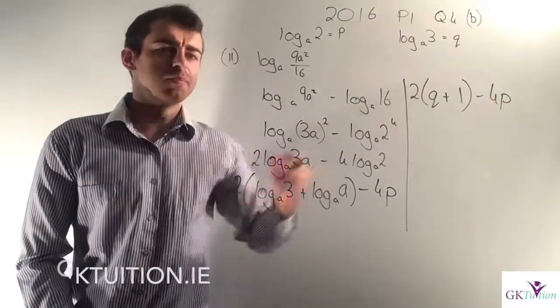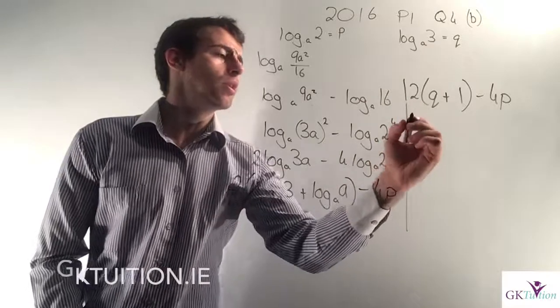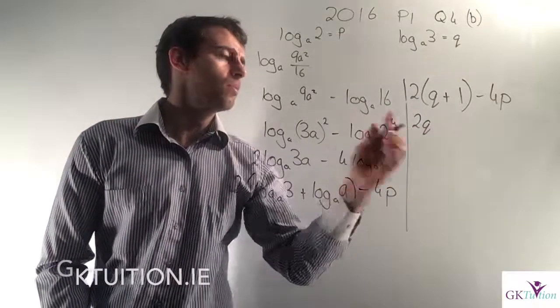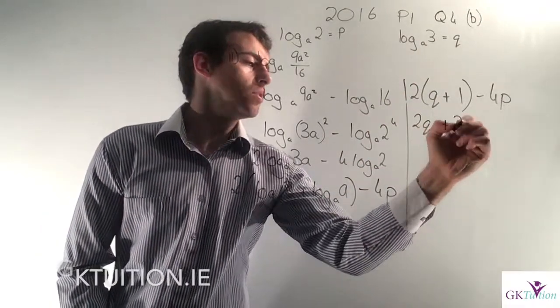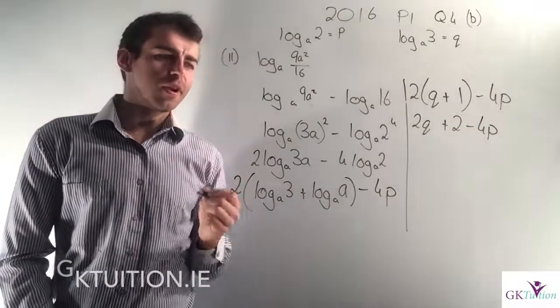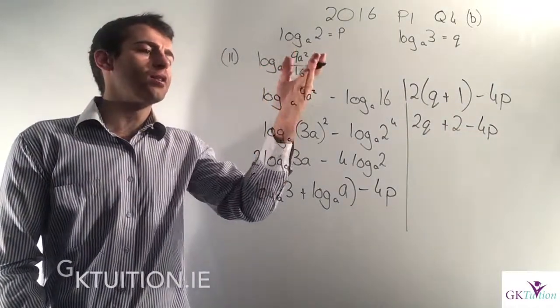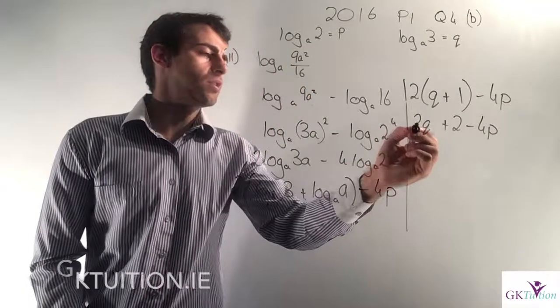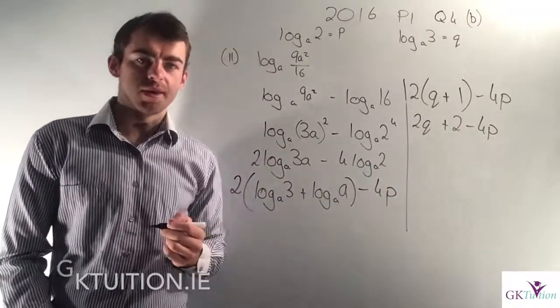So now I can multiply out my bracket. 2 by q gives me 2q, 2 by 1 gives me 2, and then I've just got a minus 4p at the end. So my final answer here, the log of 9a squared over 16 to the base a is 2q plus 2 minus 4p.